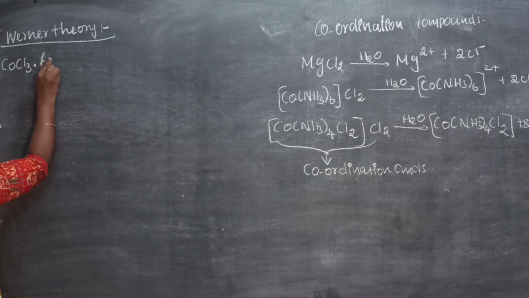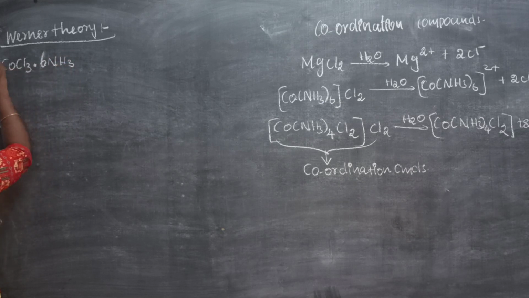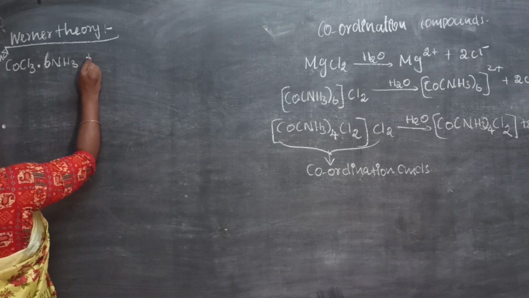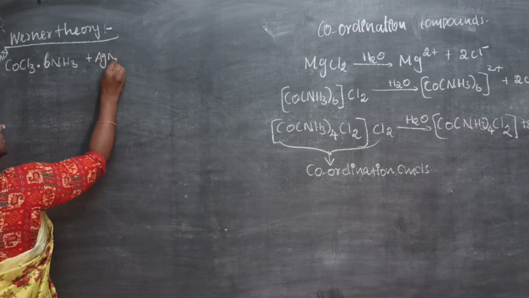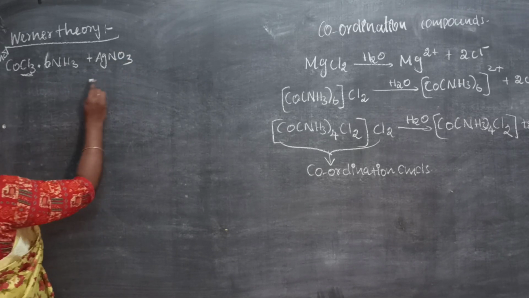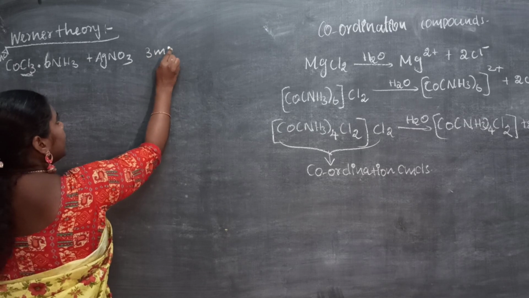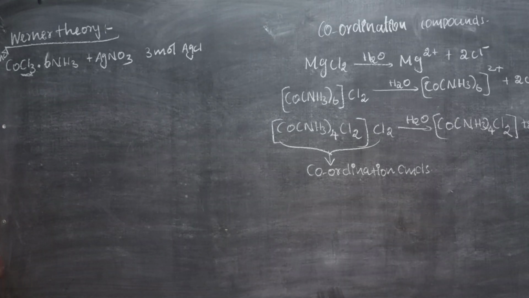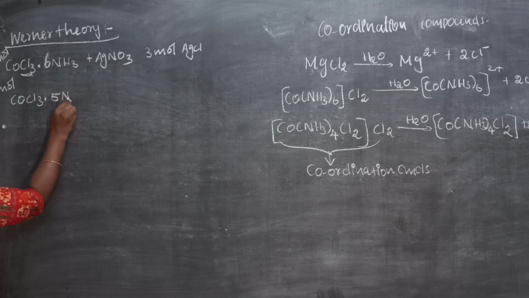Okay, according to Werner, first treatment of Werner, say for example like this complex CoCl3 with 6NH3. So suppose Werner took 1 mole of cobalt chloride and hexaamine, and reacted it with silver nitrate. So in this first complex we will get 3 moles of silver chloride. Okay, right.